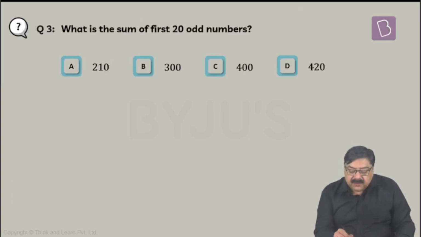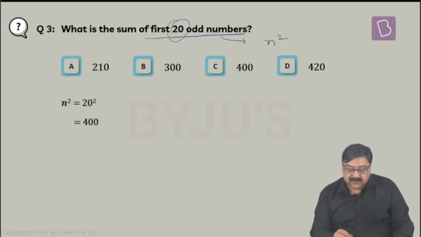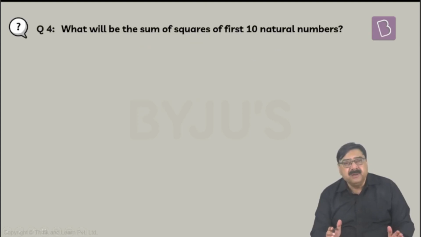Now, what is the sum of first 20 odd numbers? For that, we know the formula has to be n square. The value of n here is 20. So 20 square is 400, which is given to us here in choice C. So see, it becomes so fast and so simple if you remember the formulas. And that is the only way of solving these questions.